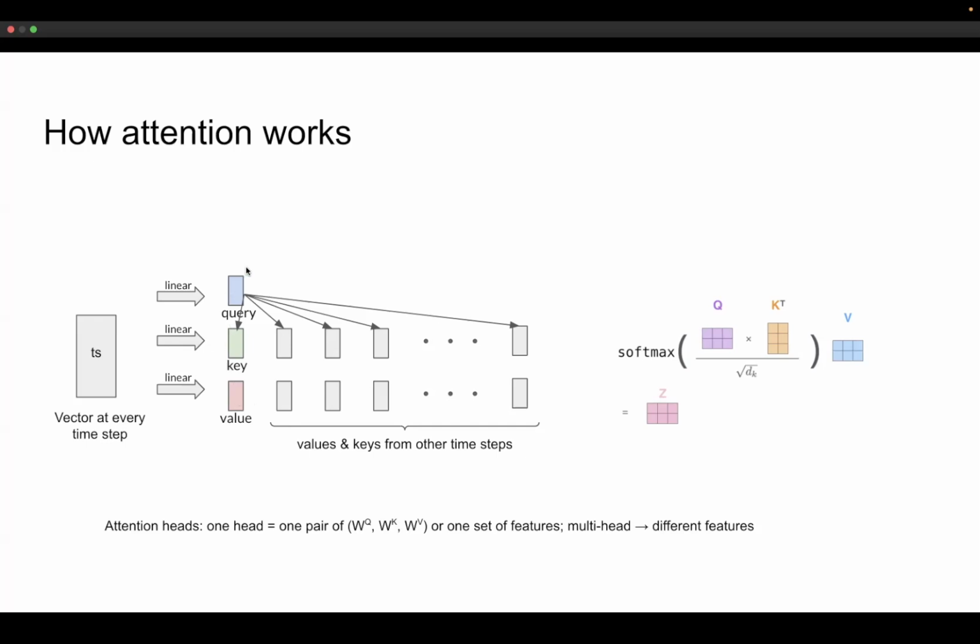One such pair of query, key, and value is called one attention head. And you might have several sets of those attention heads. Maybe each attention head can be focusing on a different set of features, because all those linear layers are initialized randomly, so they'll probably converge to different local optima. And that means each will focus on a different set of features.